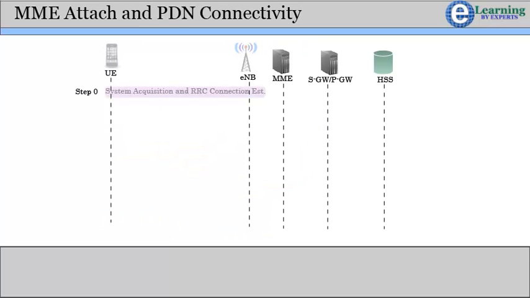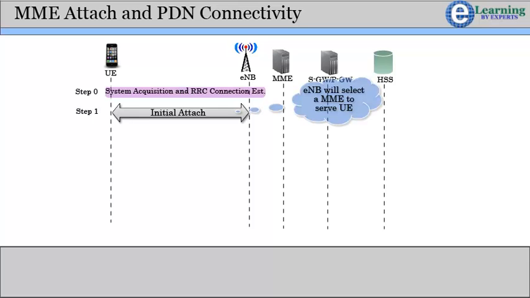Once system acquisition is complete and an RRC connection has been established, the UE will have to be registered with an MME in the EPC. In LTE, attach is the registration procedure that is followed. Once the UE sends an attach request, the eNB will select an MME to serve the mobile and the initial attach request will be sent to the MME.